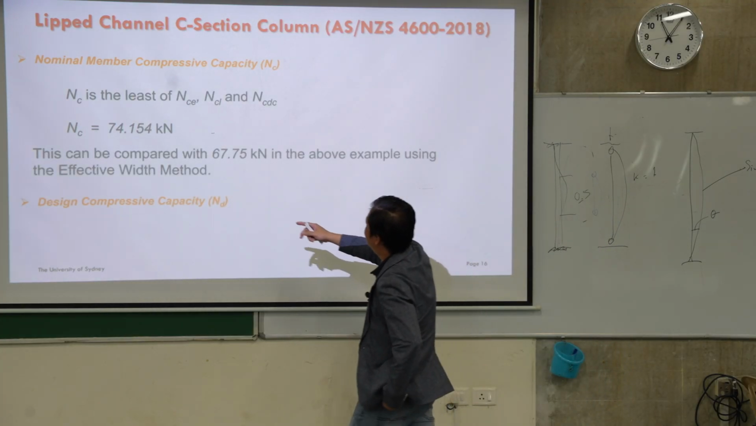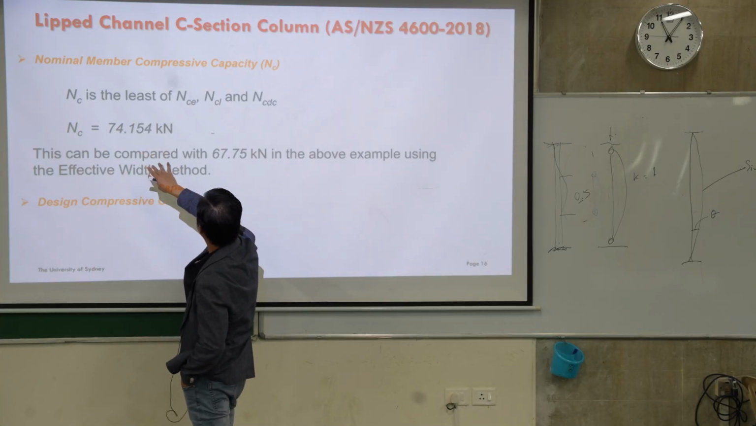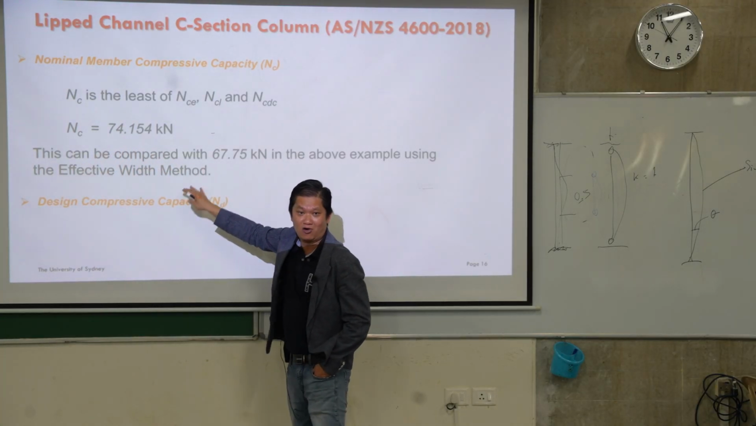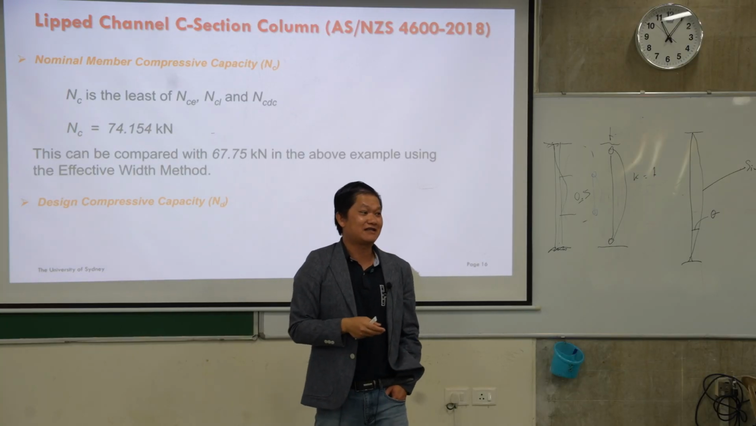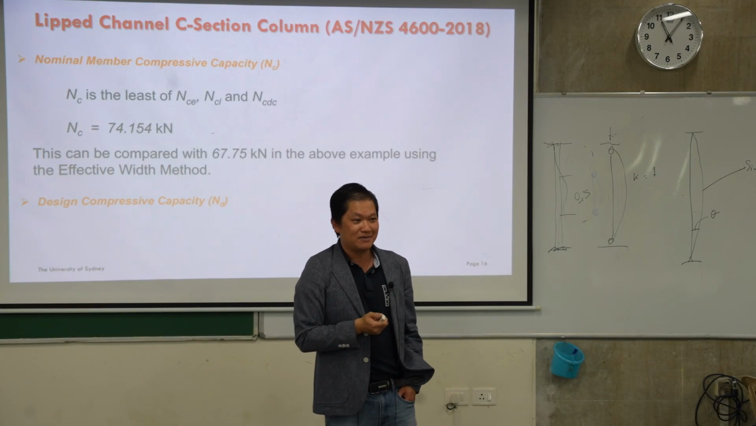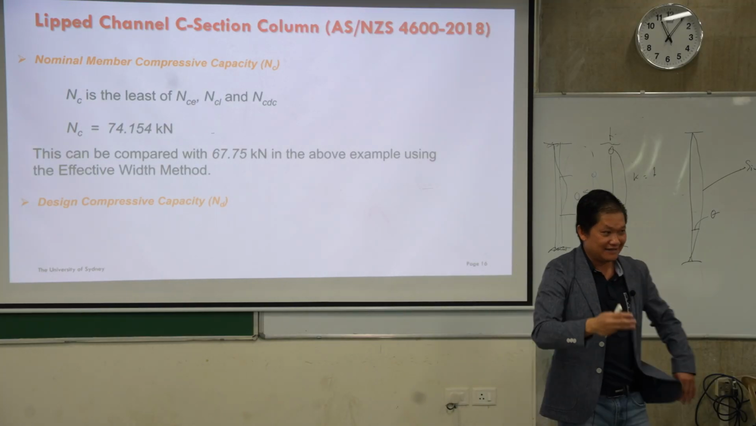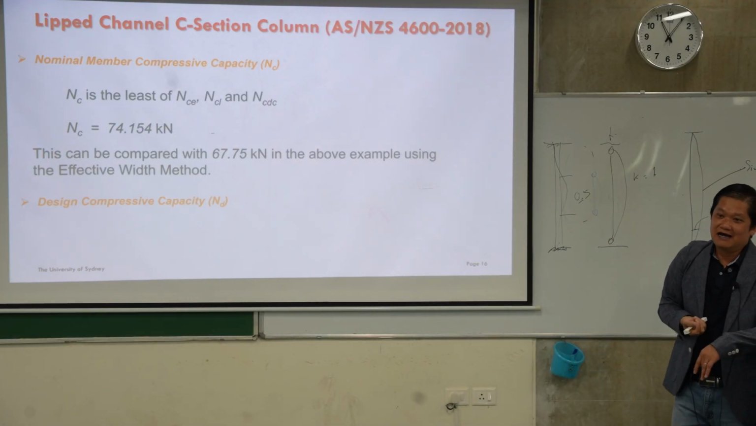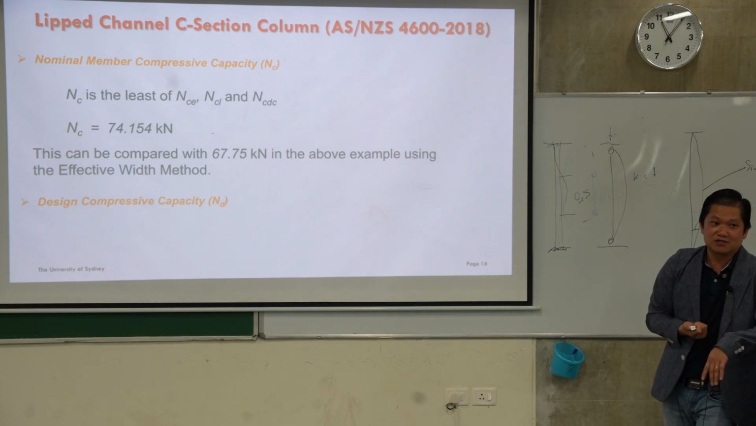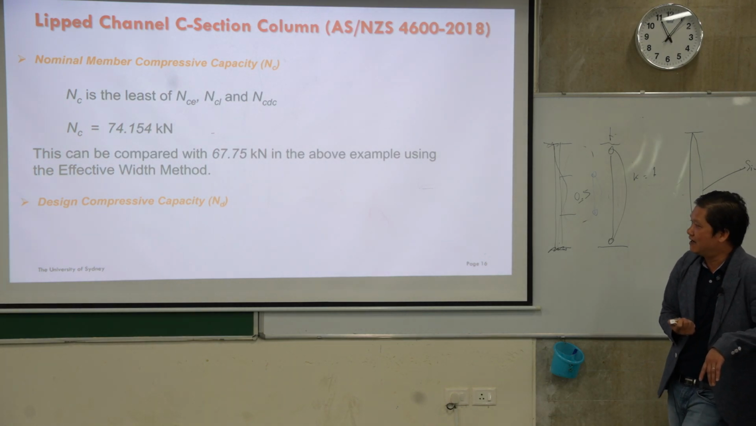So you can see here, by using the direct strength method, it actually gives you a little bit more load than when you're using effective width. So we have a bit of an advantage. It means that we have a bit of gain in the capacity. So it proves that it is actually more accurate when we calibrate with the tests. So so far, it's good for the direct strength method.